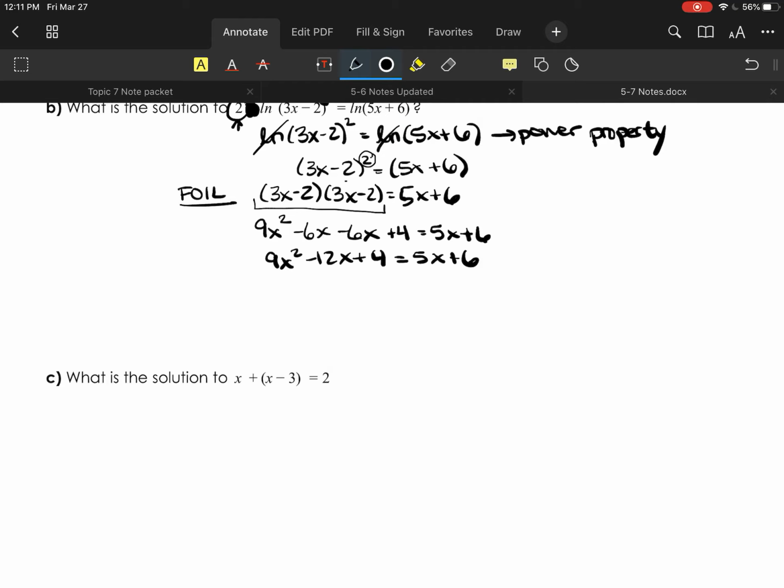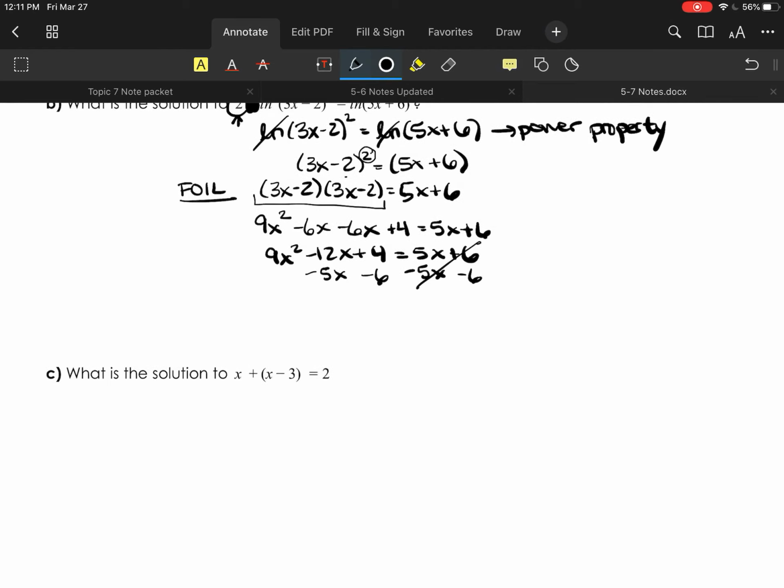And again, just like on that last example, you have a quadratic now, so you need it to equal 0. So I'm going to go ahead and subtract 5x from both sides, and the 6 as well. That way, everything cancels out on that right side, and it's going to equal 0. So I have 9x squared minus 17x minus 2 equals 0.